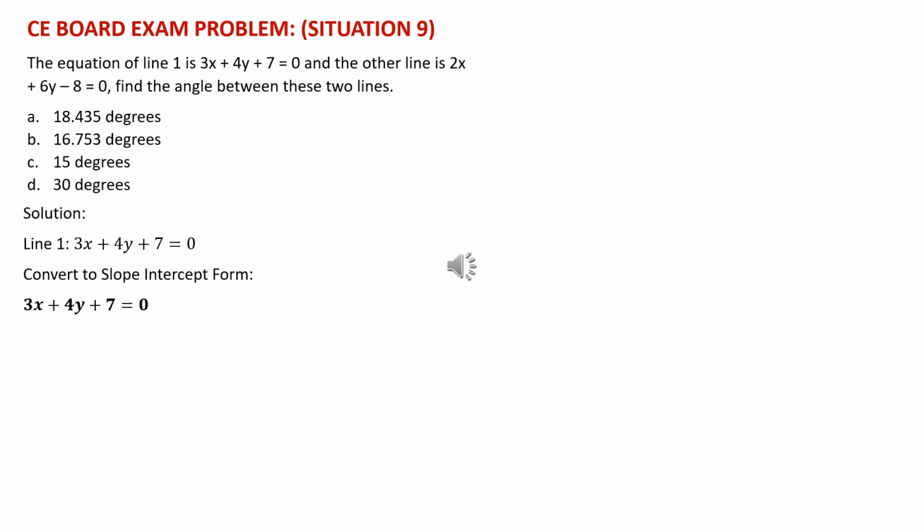And for the start of our solution, let line 1 be equal to 3x plus 4y plus 7 equals 0. And we have to convert to slope-intercept form. This 3x plus 4y plus 7 equals 0. After we have transposed 3x and 7 to the right-hand side of the equation, as we can see, we have now 4y equals -3x minus 7. Then afterward, we have to divide each term of the equation by 4, since the number being multiplied by y is 4.